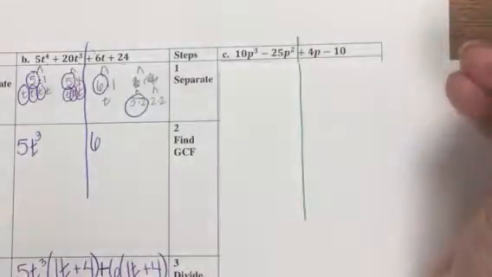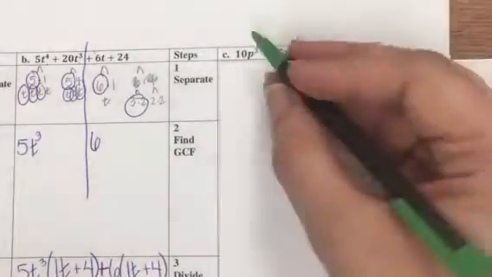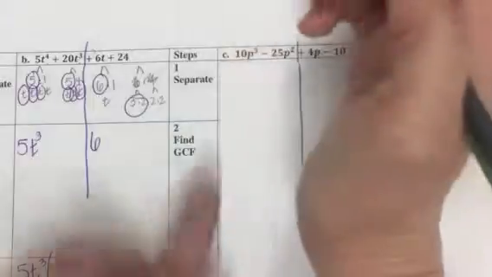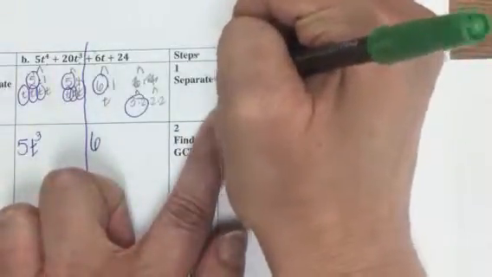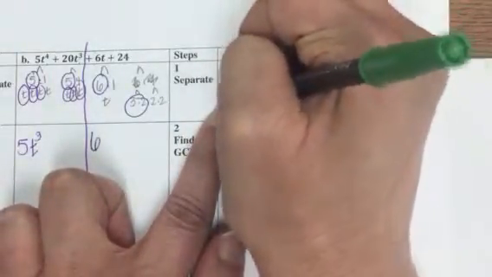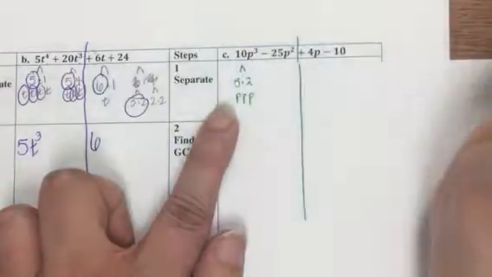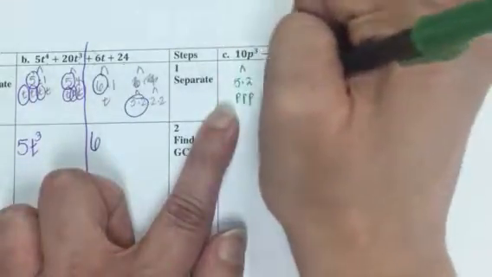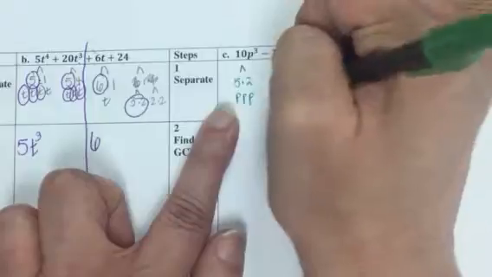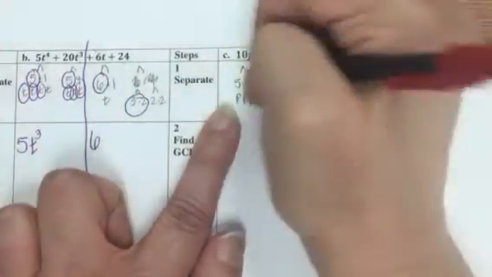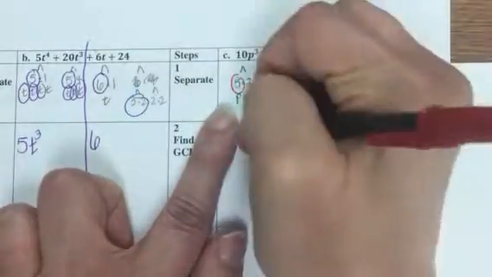Second step, find the GCF of the first half. What number goes into both 10 and 25? If you need to do the factor tree, you can. That would be 5 times 2 with 1, 2, 3 p's. This would be 5 times 5 with 2 p's. What do they have in common? They both have 1 5.